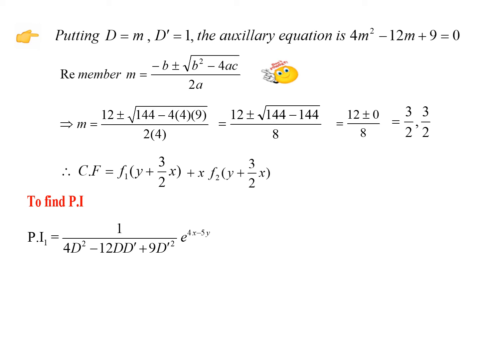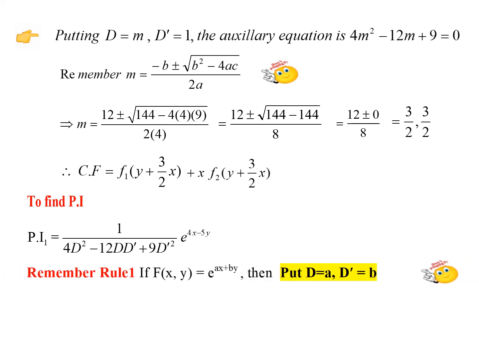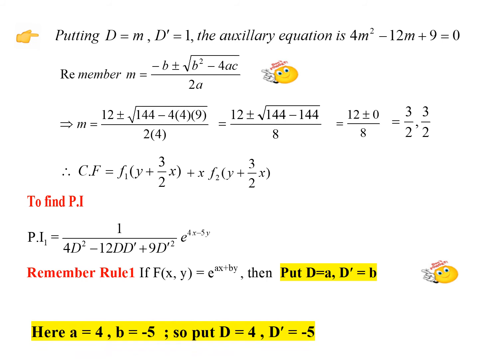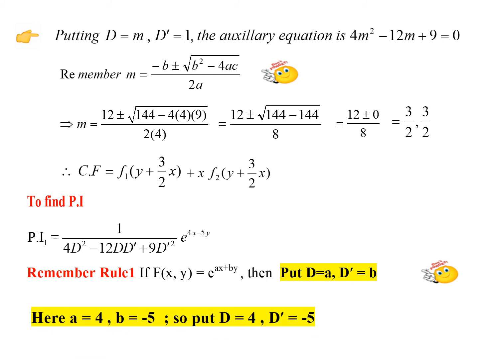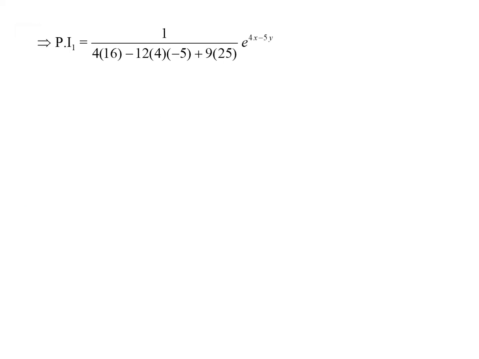And it is an exponential function. So what is the rule for an exponential function? D equal to A, D dash equal to B. What are A and B here? A is 4, B is minus 5. So we need to put D equal to 4 and D dash equal to minus 5. When you substitute that, you get terms like this, and simply you get a number 529 in the denominator, and this is the answer of the first particular integral.